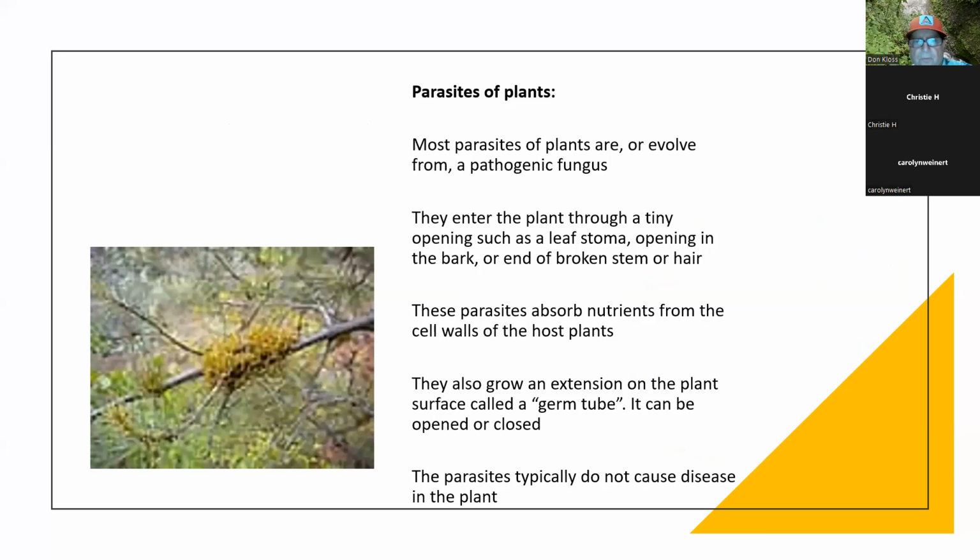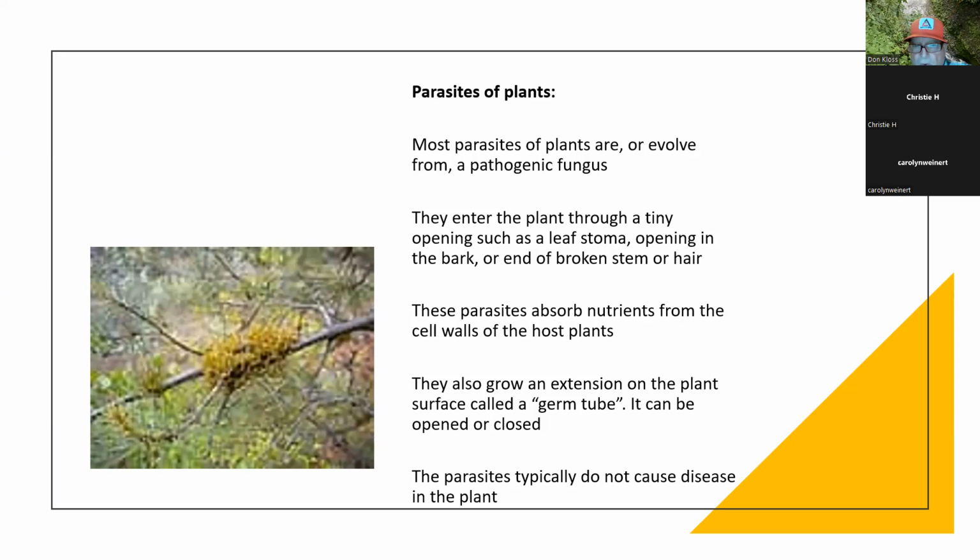So now we move on to parasites of plants. Most parasites of plants are or evolve from a pathogenic fungus. They enter the plant through a tiny opening, such as a leaf stoma. And if you don't know what that is, it's pretty much a little tiny opening in a leaf, and leaves are covered with them, which is how they take water in through the leaves.